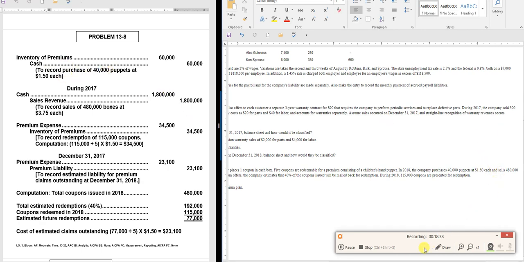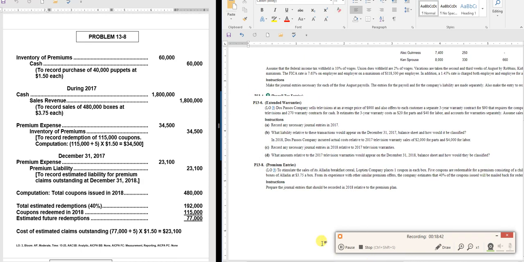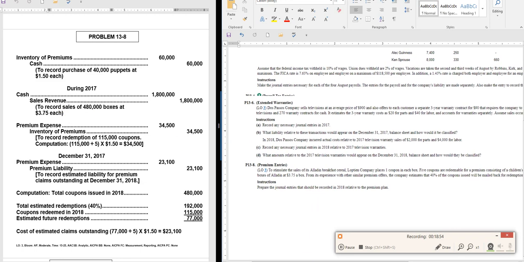And it sells 480,000 boxes of Aladdin at $3.75 a box. So I debit cash and credit sales revenue for 480,000 at $3.75. Okay, so that's just those transactions.